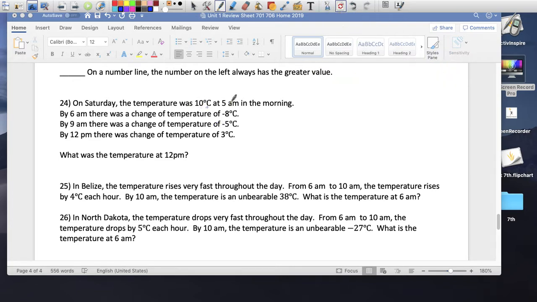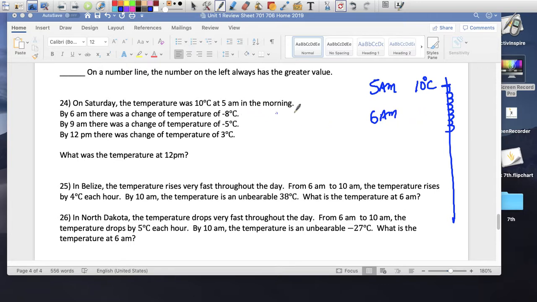So on Saturday, the temperature was 10 degrees at 5 in the morning. So let me just do a number line. So at 5 a.m. it's 10 degrees, which is about here, 10 degrees Celsius. By 6 a.m., there was a change of temperature of -8. So it means that by 6, this guy dropped 8. 1, 2, 3, 4, 5, 6, 7, 8. So think about what that means.